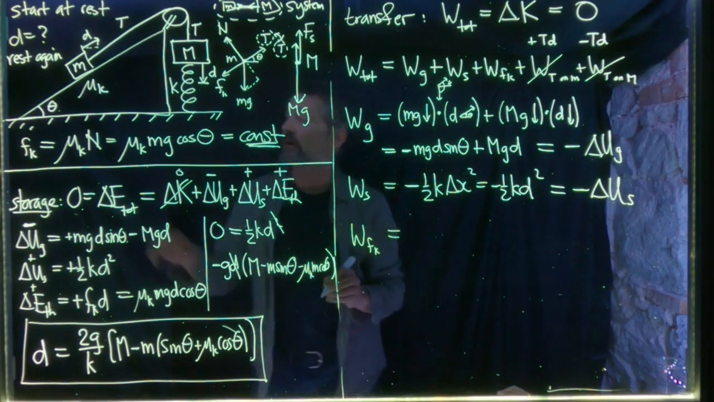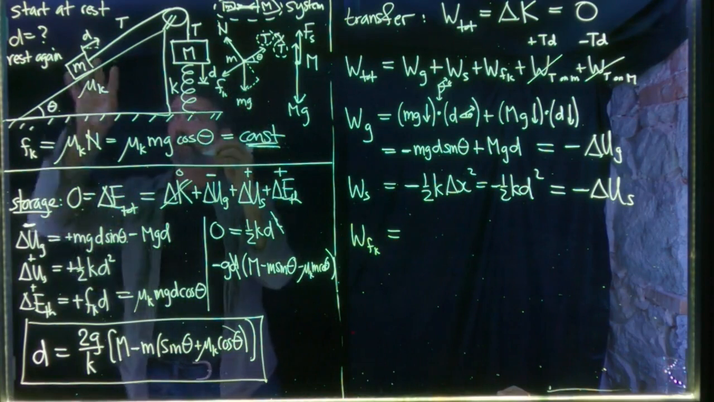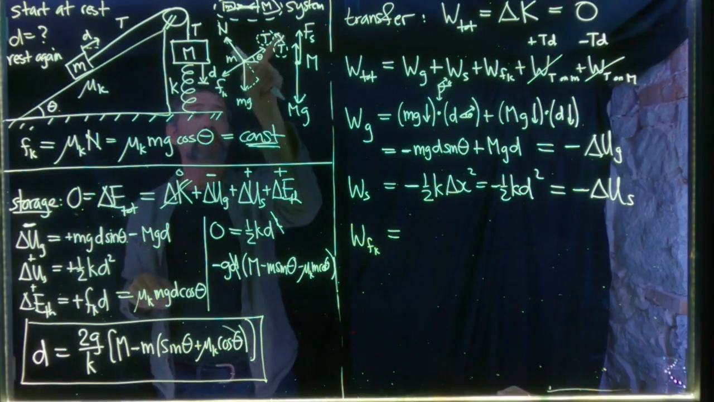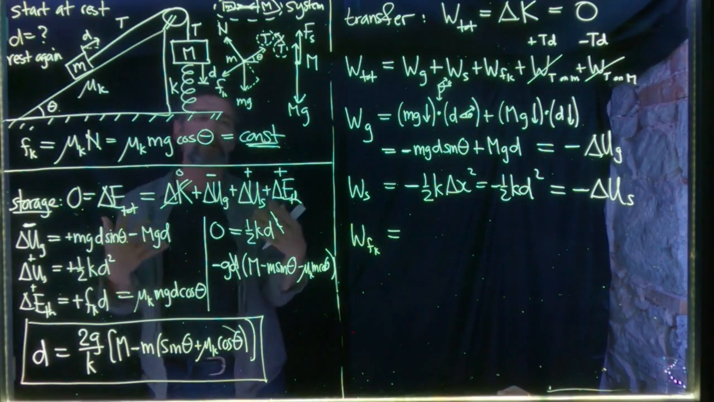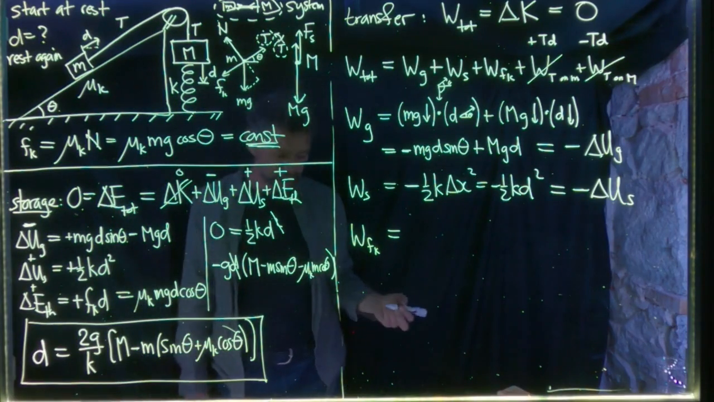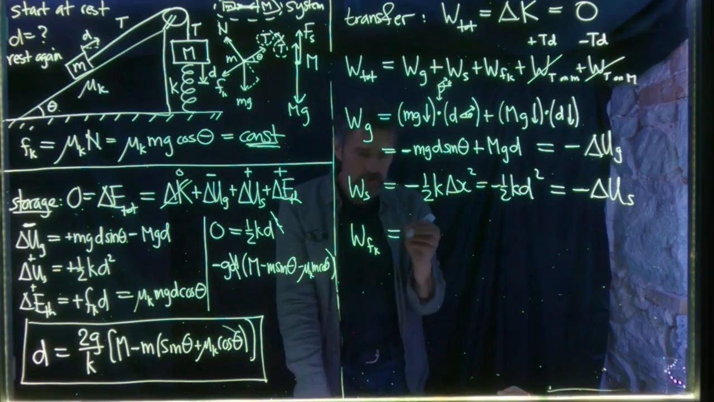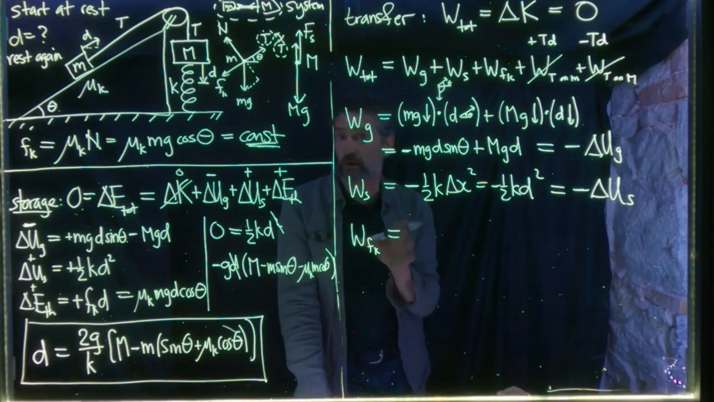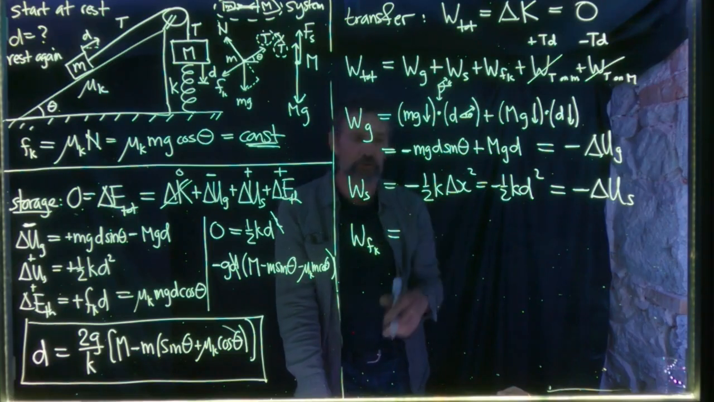Okay, and that's that kinetic friction force that's acting on little m. So the displacement of little m is that way, the friction force is that way. The work done by friction, that is going to be negative. Because the friction force is constant, the work done by the friction force is just that constant friction force, vector dot product with the displacement.